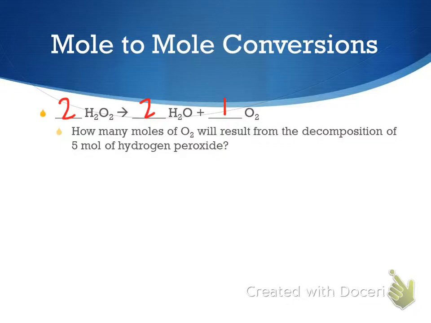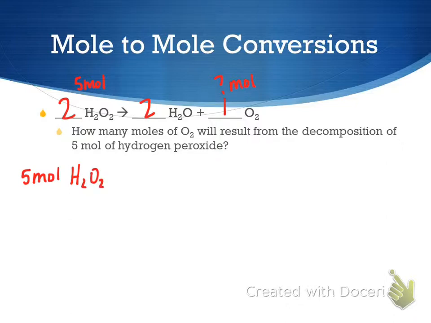Okay, how many moles of O2 will result from the decomposition of 5 moles of hydrogen peroxide? So my goal is to go to moles, right? I want to find out how many moles of O2 is from 5 moles of hydrogen peroxide, right? And you don't have to write it above the formula. It just helps me look at the 2 mole ratios I need so I don't accidentally misread that. All right, so I start with what I know, 5 moles of H2O2.